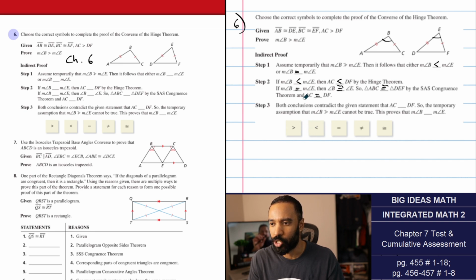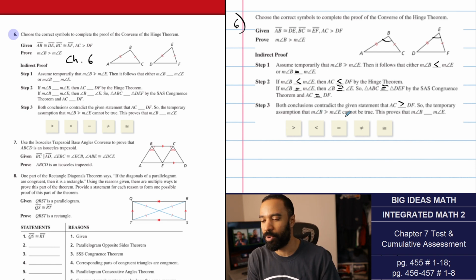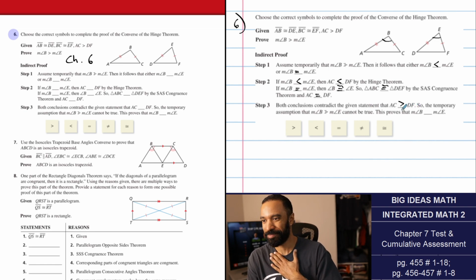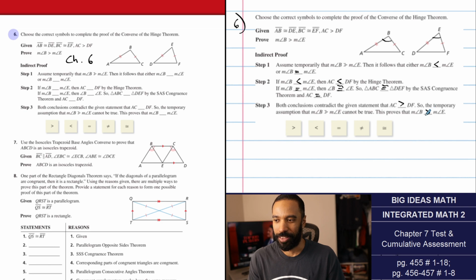Both conclusions contradict the given statement that AC initially was greater than DF. This one contradicts it with the less than. This one contradicts it with the equal to. So the temporary assumption, measure of angle B is not greater than measure of angle E, cannot be true. This proves measure of angle B is greater than measure of angle E.